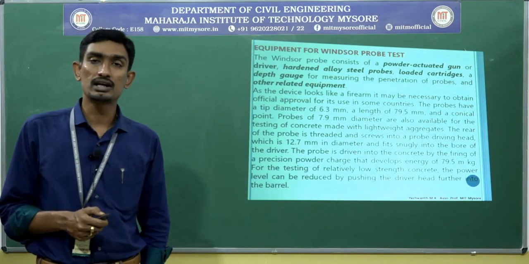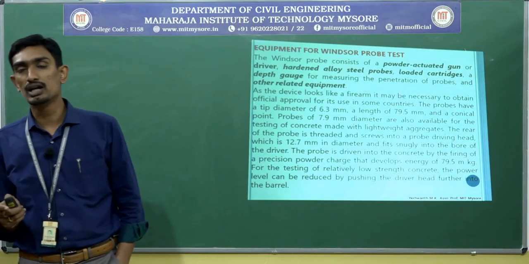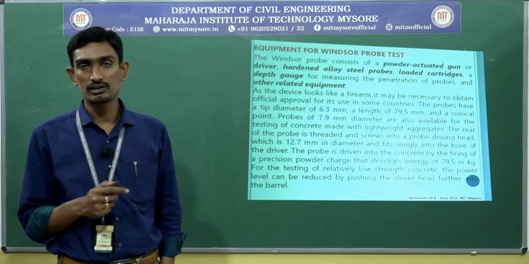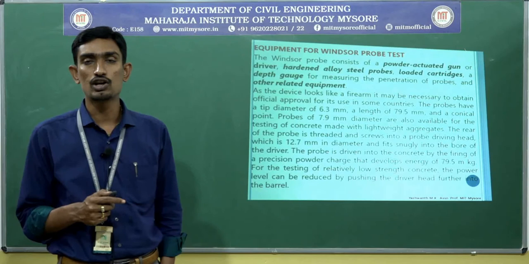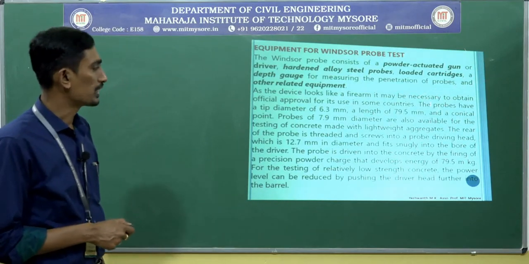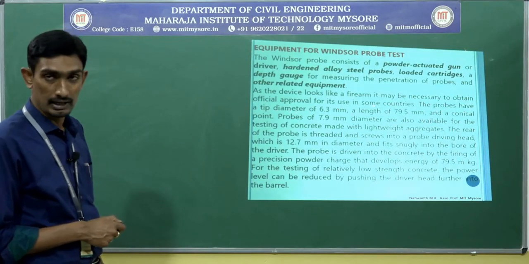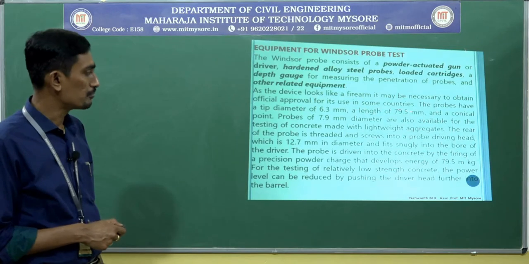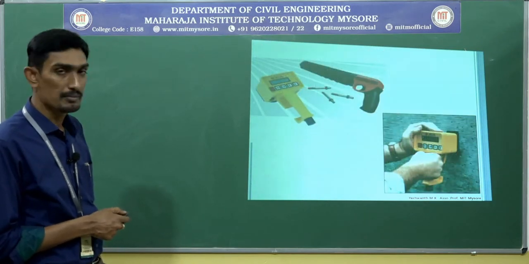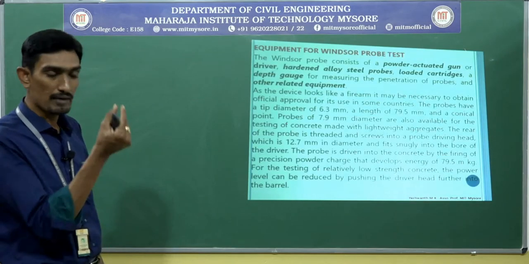In the majority of countries, this test has been banned because it can be very harmful and could be used for some other purpose, apart from testing concrete members. That's why this particular test has been banned. And what exactly does it comprise? Let us see. The probes have a tip diameter of 6.3 mm and a length of 79.5 mm, with a conical point.